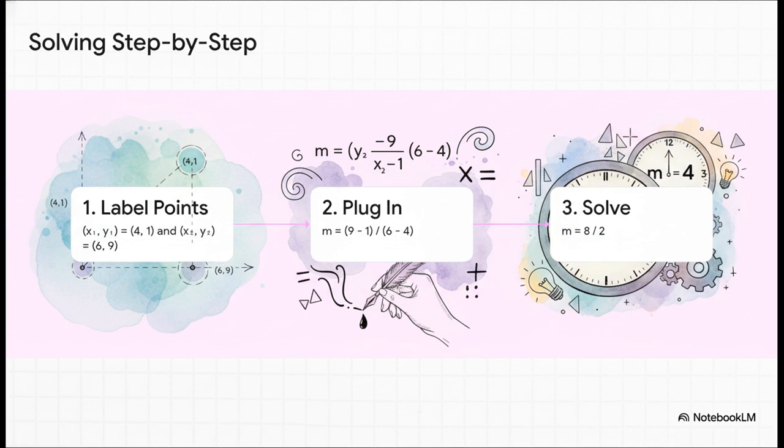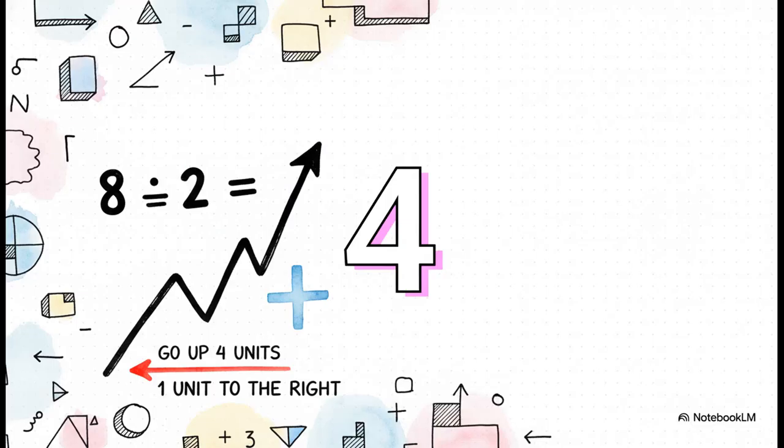Now we just plug those numbers into the right spots in our formula. On top, we need y2 minus y1, that's 9 minus 1. On the bottom, x2 minus x1, that's 6 minus 4. And now, the easy part, we just solve it. 8 divided by 2 gives us 4.